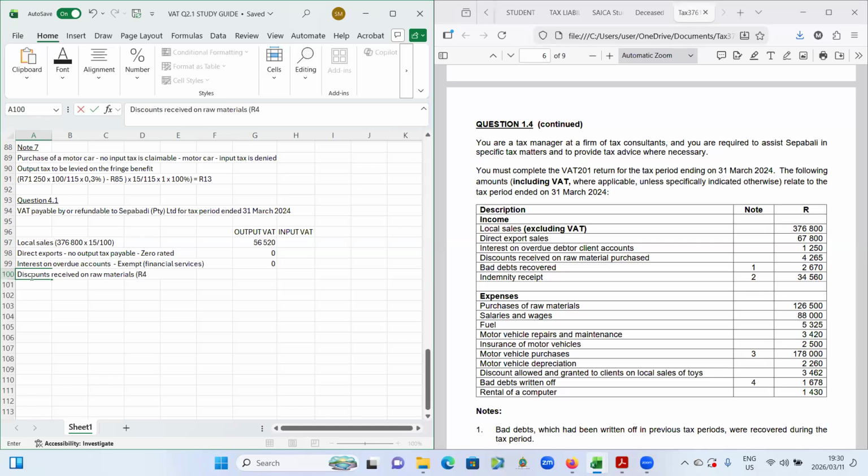So it's 4,265 Rand multiplied by 15/115. So what you need to know, on a discount, there's output tax implication. You must levy output tax if you get a discount. So get it on your notes. How much is the amount of output tax that is payable? $556.